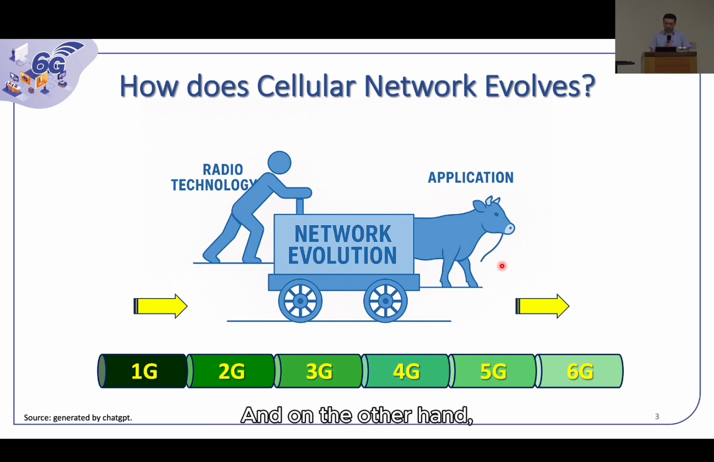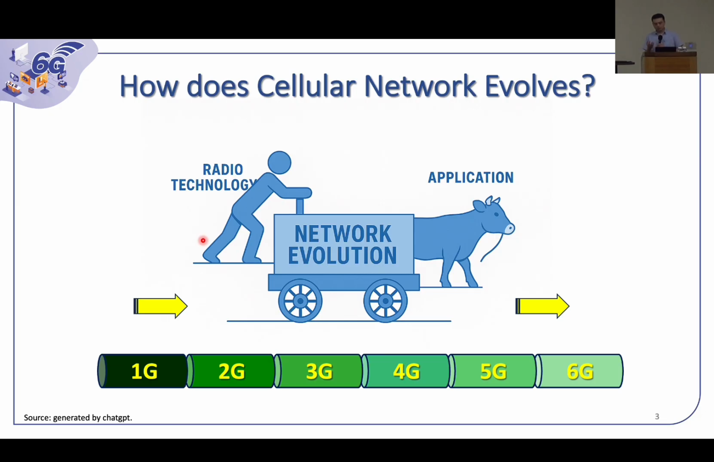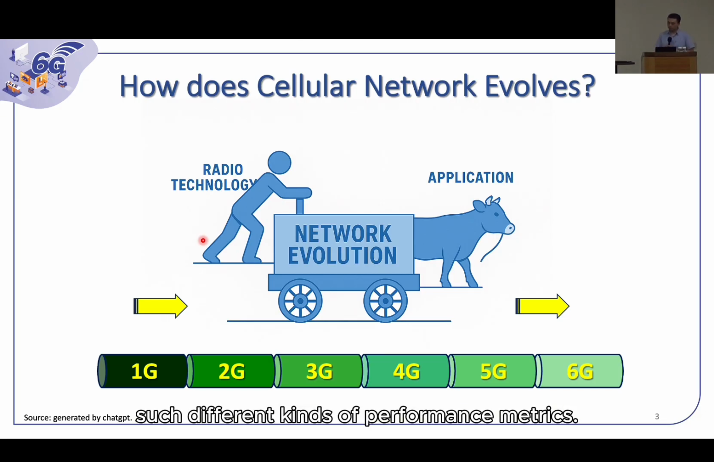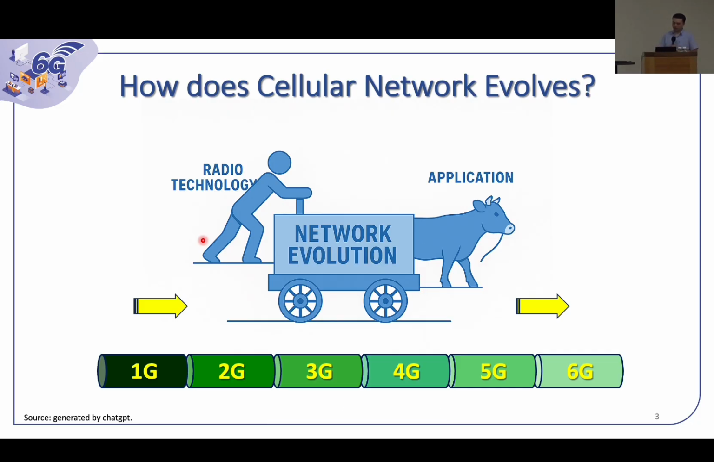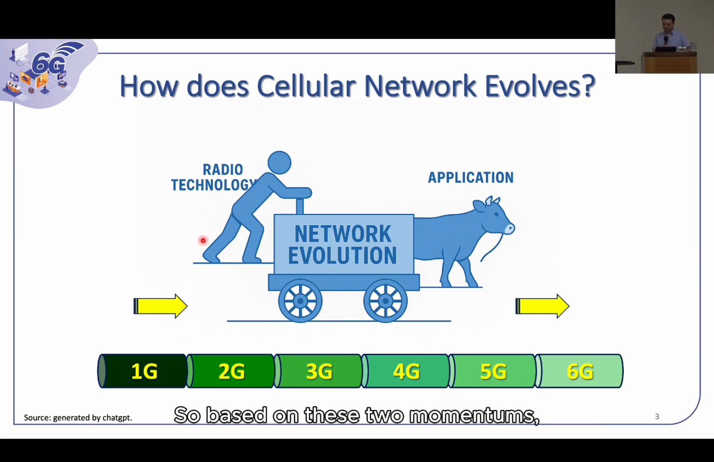On the other hand, we have the radio technology. Without some advanced radio technology, we are not able to achieve such different kinds of performance metrics, for example low latency and very high throughput. To achieve the very high throughput, we use MIMO. And to achieve the ultra low latency, in addition to MIMO, we also need fine-grained scheduling. Based on these two momentums, we move the cellular network towards different generations from 1G to 6G.